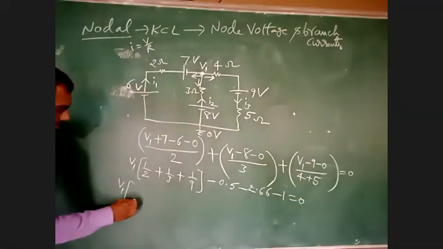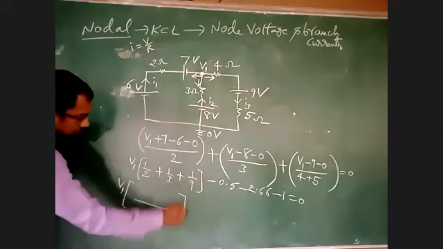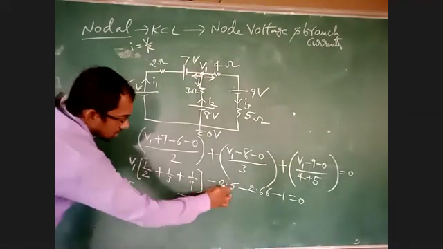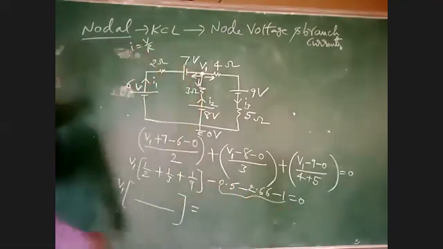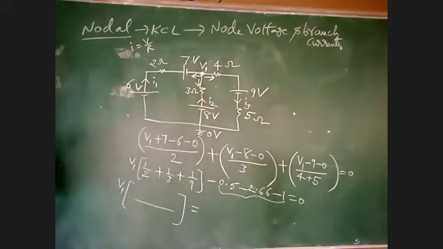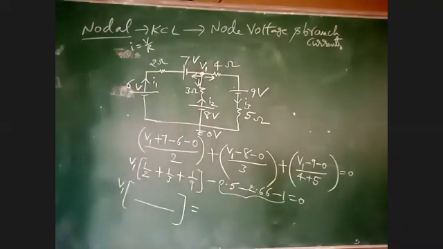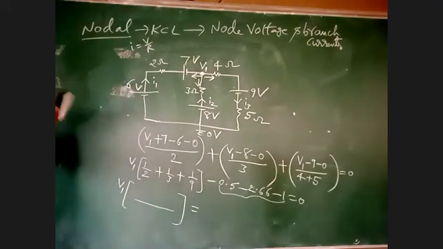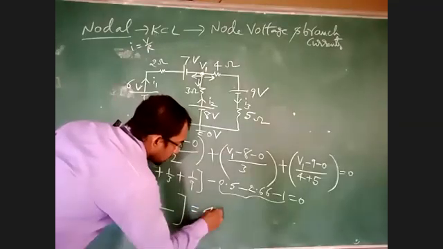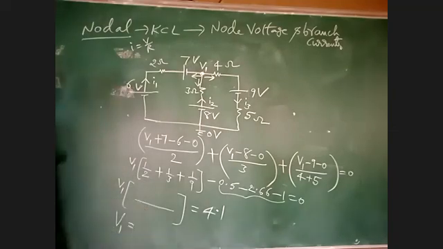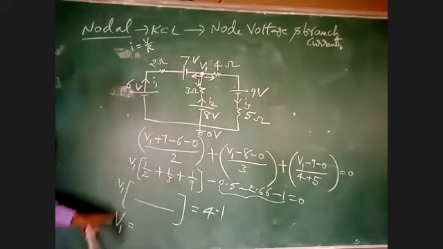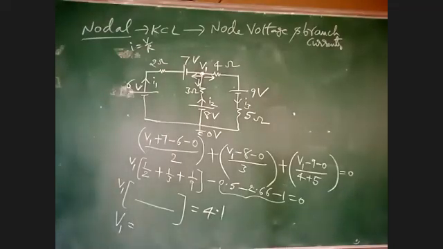That is V1. Take LCM. This is minus 1.5, 2.66. What is this value? Minus 4.1. If we bring it to the right hand side, 4.1. Now take LCM of this and determine V1, so that we will get V1.